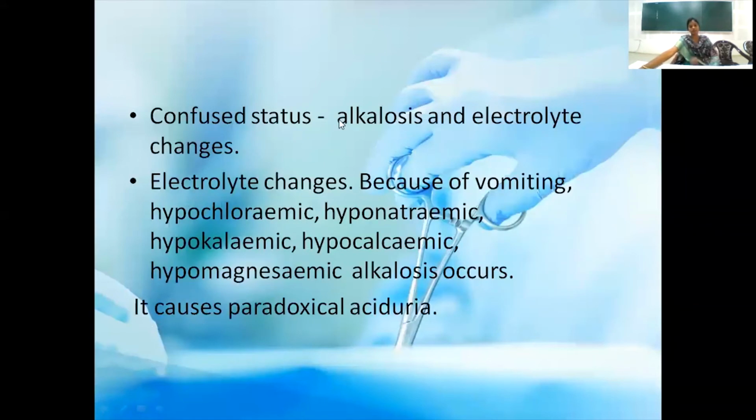The other clinical feature is a confused status because of electrolyte changes. What are the electrolyte changes in case of gastric outlet obstruction in adults? These electrolyte changes are unique because in gastric outlet obstruction, there will be metabolic alkalosis and also paradoxical aciduria. The other metabolic changes are hypochloremia, hyponatremia, hypokalemia, hypocalcemia, and hypomagnesemia.